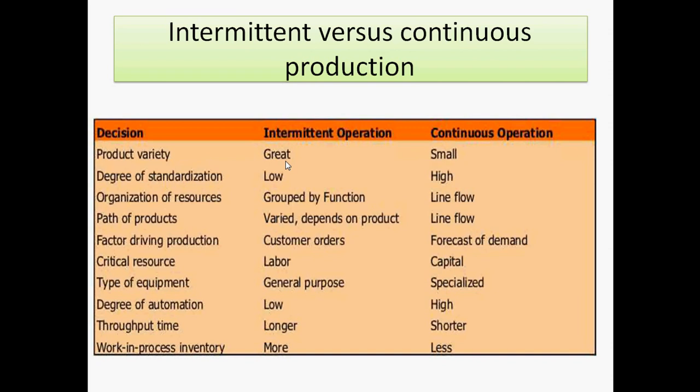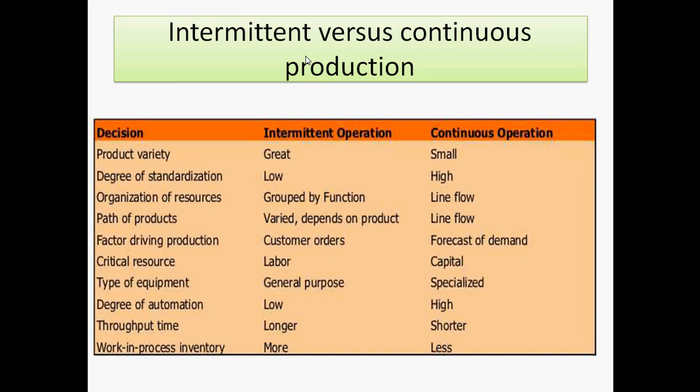Now next we go for the organization of resources, that is, line flow or grouped by functions. This is about processes, so we can follow all this. Then the factors driving production: it is customer orders in case of intermediate production. So intermediate production is nothing but your small scale industry, according to your usage or your customer need, we can order for that and then we can manufacture. But in case of continuous operation, we can forecast. That means we can take a market survey and then go for the demand. Is it clear? So that is called a forecast of demand.